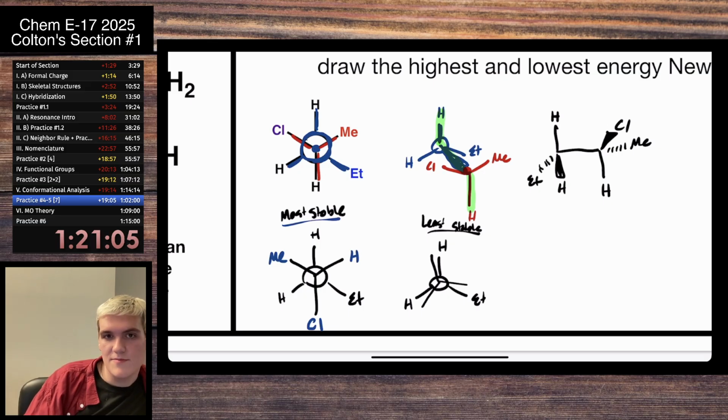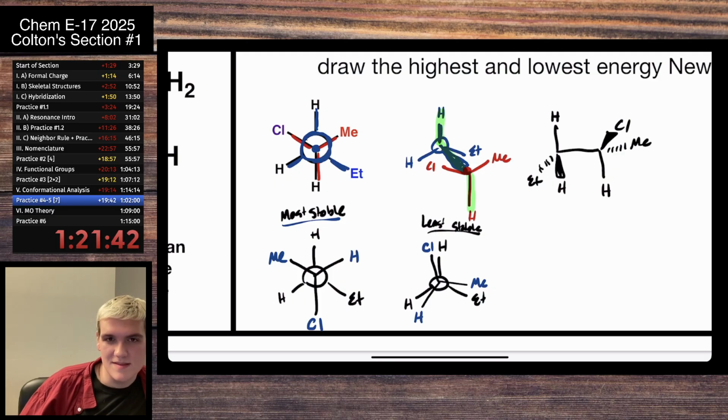And for our least stable conformation, we want our biggest groups to be eclipsed with each other. So we said methyl and ethyl are our biggest. If our ethyl is here, we want our methyl to be right in front of it. So we are going to think about rotating this front carbon just by 60 degrees here in order to make the methyl right in front of the ethyl. That means this hydrogen is going to go right in front of the other hydrogen. And then it means the chlorine is going to go right in front of this hydrogen.